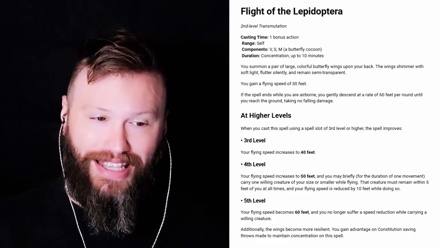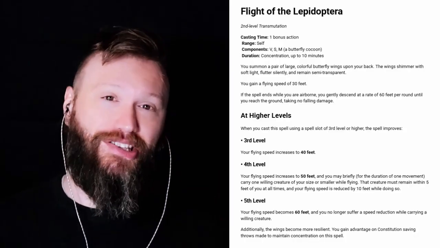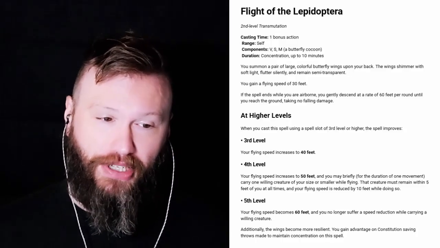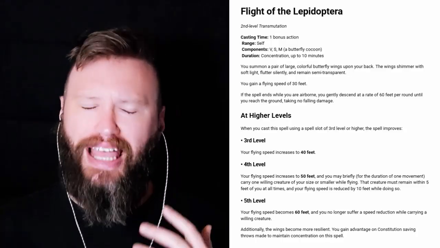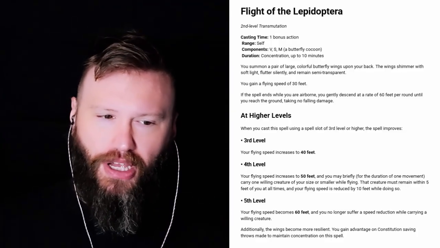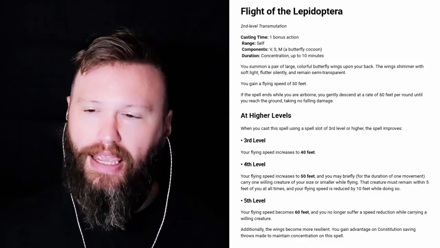Fly still wins for party mobility. If you're going for raw, I want to fly as fast and as well as possible, Fly is still the spell. But Flight of the Lepidoptera wins for personal elegance and narrative moment perspective. It's a different niche, but the same ecosystem, right? So that's kind of why I like that spell.